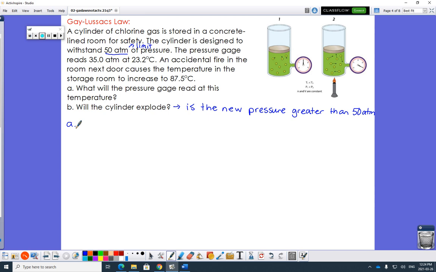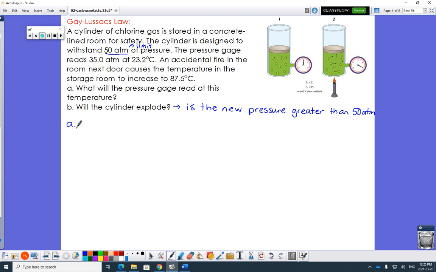So for part A, where we're trying to find the pressure when we increase the temperature, this 50, we don't need this at all, okay? So in a situation like this, you do really need to read the question carefully and make sure you're not using values when you don't need to, because technically there are two pressures and two temperatures. It almost looks like you don't need to do anything.